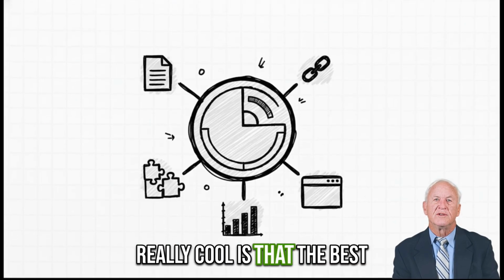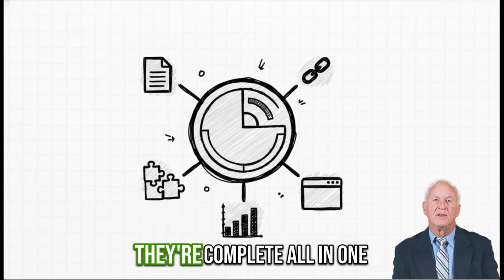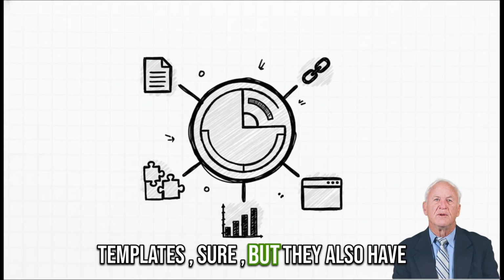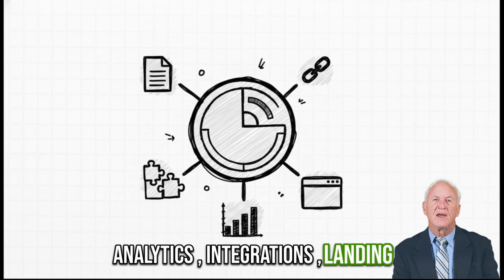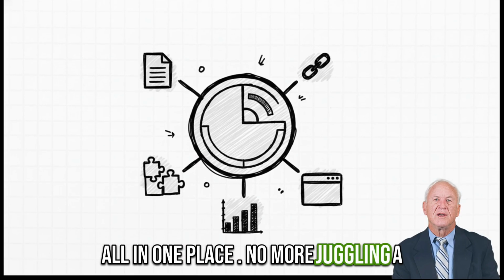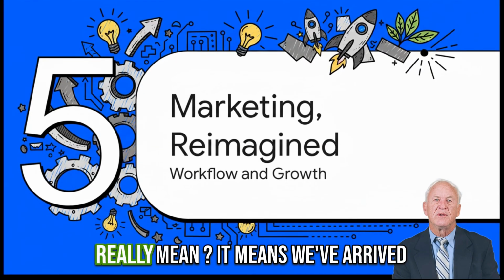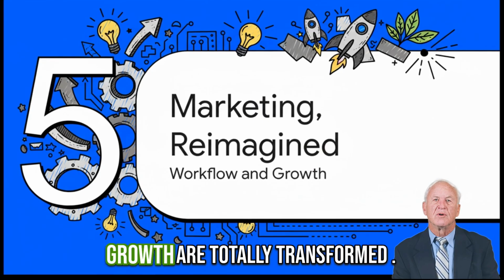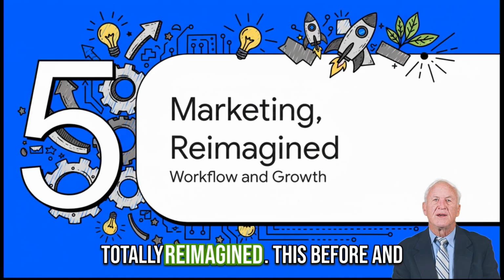And what's really cool is that the best platforms out there are way more than just content writers now. They're complete all-in-one toolkits. They've got the AI templates, sure, but they also have the trackable links, the built-in analytics, integrations, landing page builders, the whole shebang, all in one place. No more juggling a dozen different apps. So, when you put all this together, what does it really mean? It means we've arrived at a point where your entire workflow and your potential for growth are totally transformed. This is marketing, completely and totally reimagined.